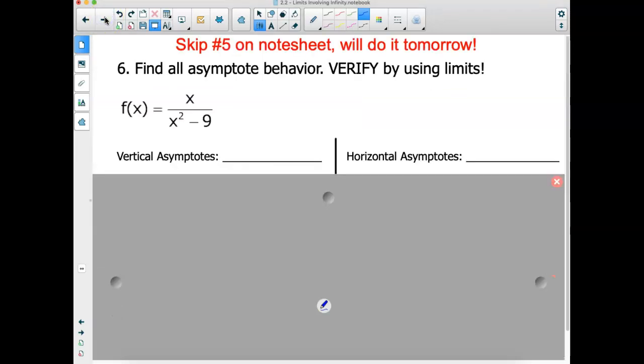Now we're going to skip number 5 in the note sheet because I'm going to do it tomorrow, and we're just going to go through this very little last thing. Here is explicitly what you need to be able to show me on our Chapter 2 test: find all asymptotes and verify those asymptotes using limits, meaning using calculus, because that's the class we're in. We need to be able to take a snapshot, and this would be 100% non-calculator.